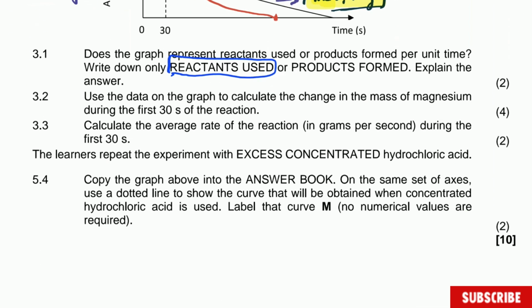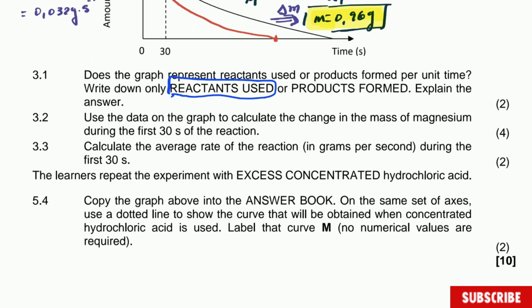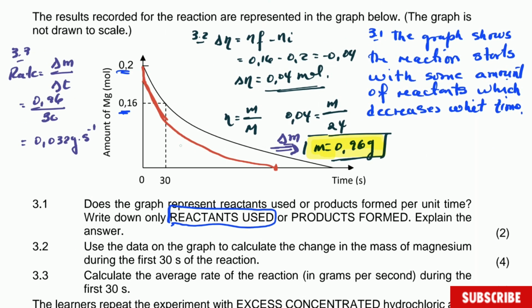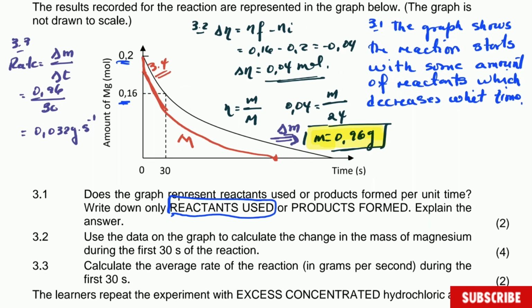The question said label this graph M and no numerical values are needed. So this one is graph M and this one is question 3.4. Guys, this is the graph. The graph will end before. No numerical values are needed, so you don't know when exactly it will end before, but just before. So this is question 3. It is not that challenging as it looks.